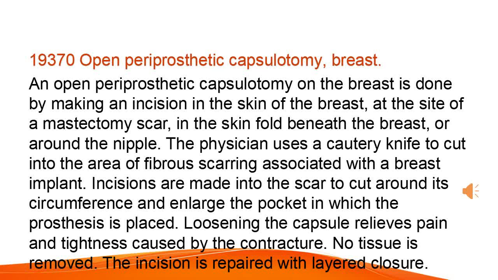Incisions are made into the scar to cut around its circumference and enlarge the pocket in which the prosthesis is placed. Loosening the capsule relieves pain and tightness caused by the contracture. No tissue is removed. The incision is repaired with layered closure.